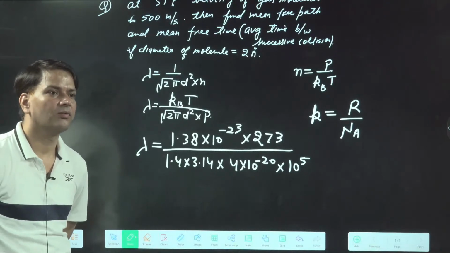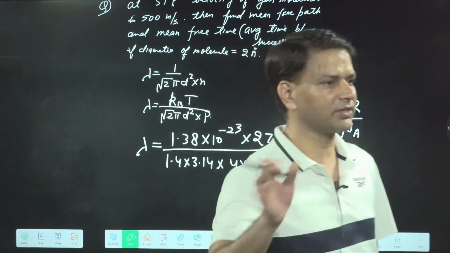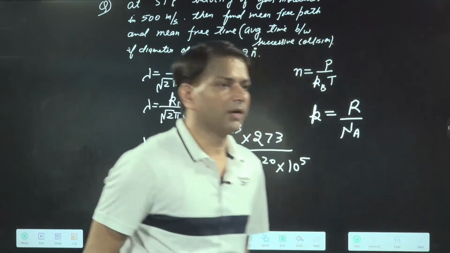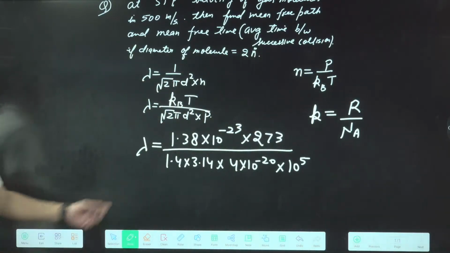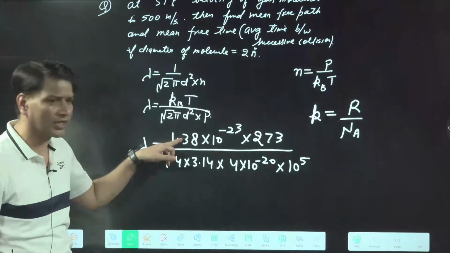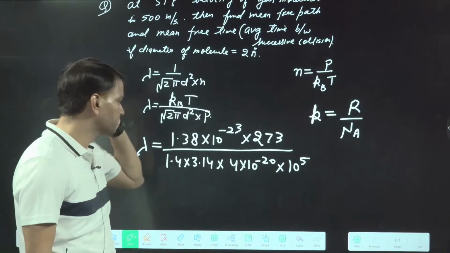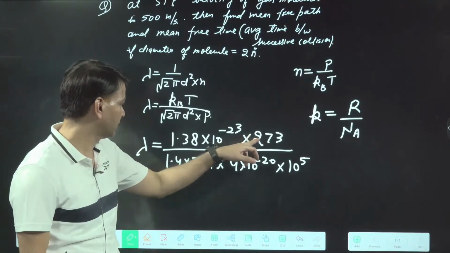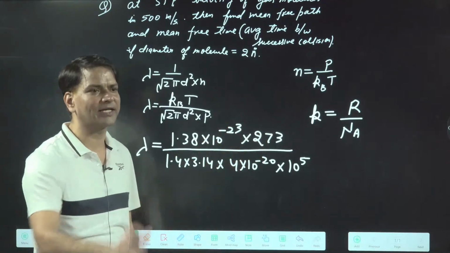Understood? 1.2 nearly coming. You will solve some 10 to the power of something negative, and you will get 8 into 10 to the power minus 10. So for approximation, this you can write as 1.4, and that you can write as 1.4, so this will get cancelled out. And this you can take like 3.14, so slightly you have taken 91. Then the 4 you can cancel. So approximate calculation you can do.